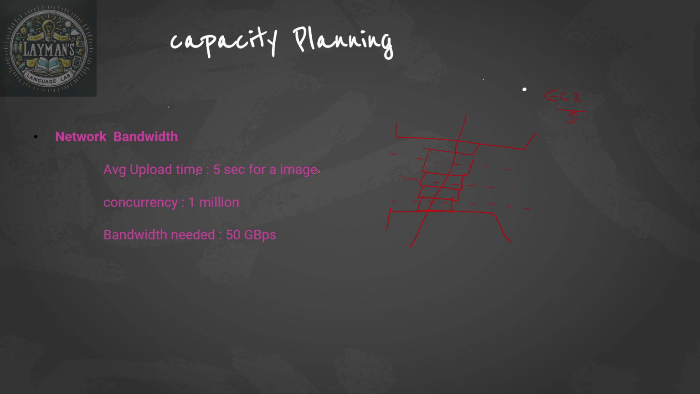So assume that our average upload time is 5 seconds for an image. Then the concurrency is 1 million. So 1 million images will be uploaded concurrently. In that case, what should be the bandwidth that we need to have? It should be around 50 GB per second. So we need to support this.